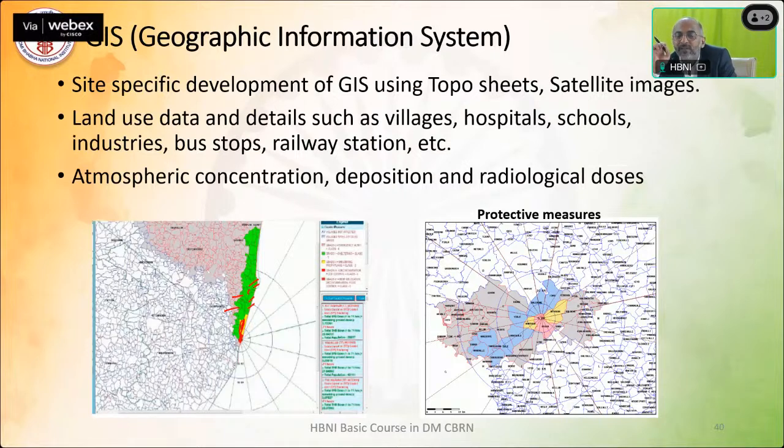So accordingly, I can choose my protective action. I can plan a protective action strategy for each of these locations depending upon the outcome of the decision support system.